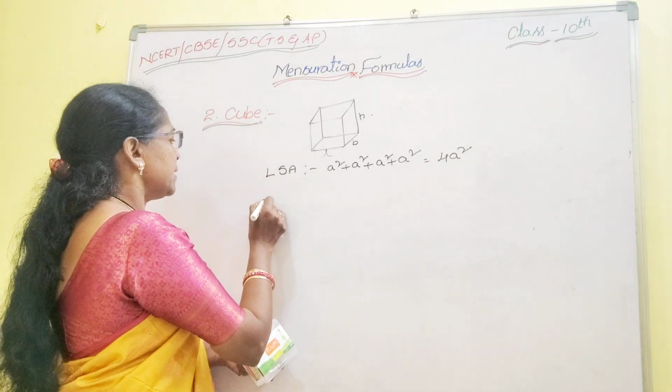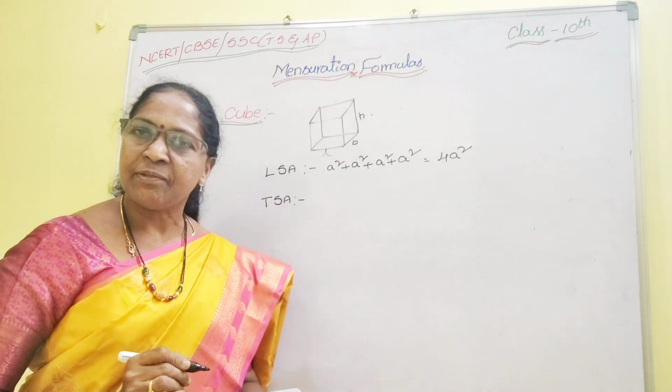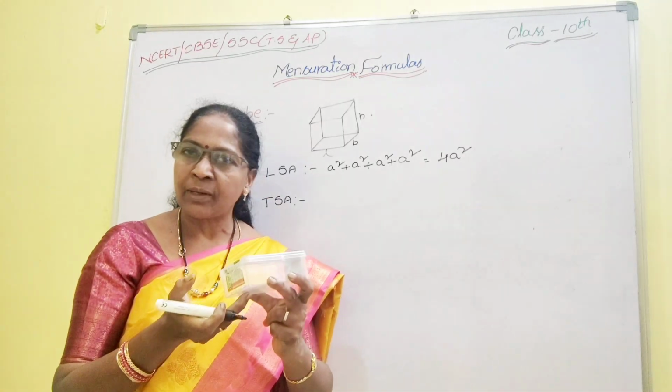Next, TSA means total surface area. What is the total surface area? These 4 sides as well as up and down also you should add.